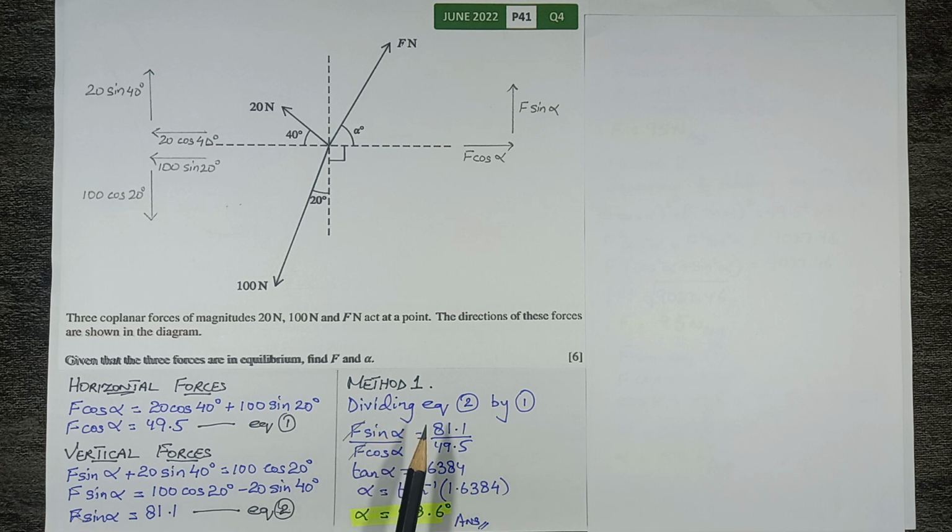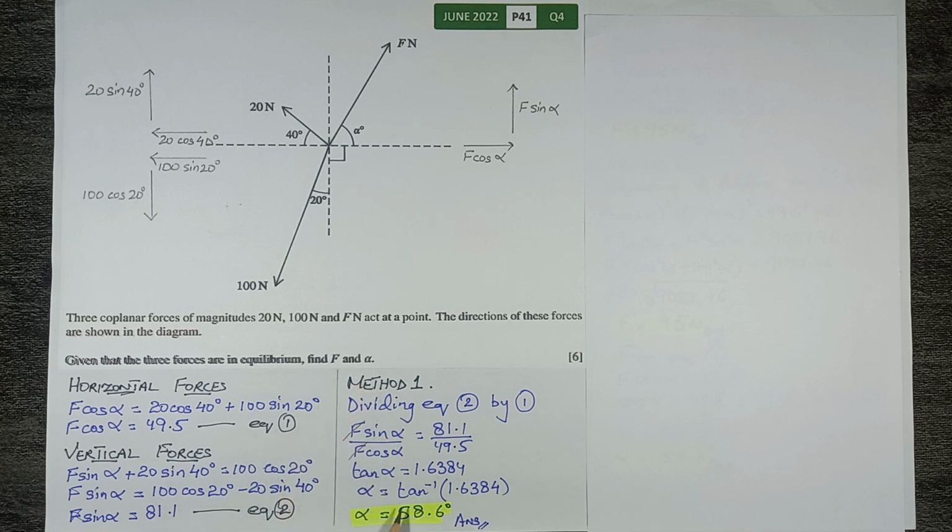So the first method is dividing equation 2 by 1. That means dividing F sin alpha by F cos alpha would be equal to 81.1 divided by 49.5, and after cancelling F, sin upon cos would be tan, and 81.1 divided by 49.5 would be 1.6384, and taking the tan inverse of 1.6384 would give us the angle alpha, which is 58.6 degrees. Definitely that is what we have to find.